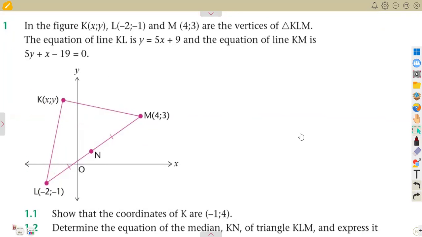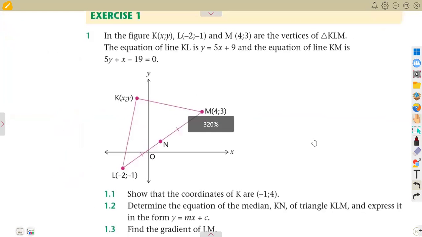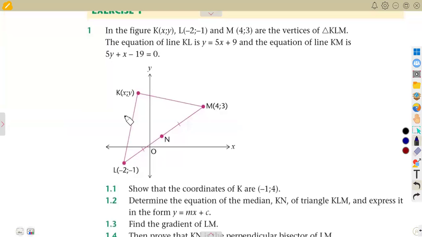So there we have the equation of this line, that is y = 5x + 9. There's something important that you need to note whenever you are given an equation. Also, you are given the equation of KM, which is 5y + x - 19 = 0.